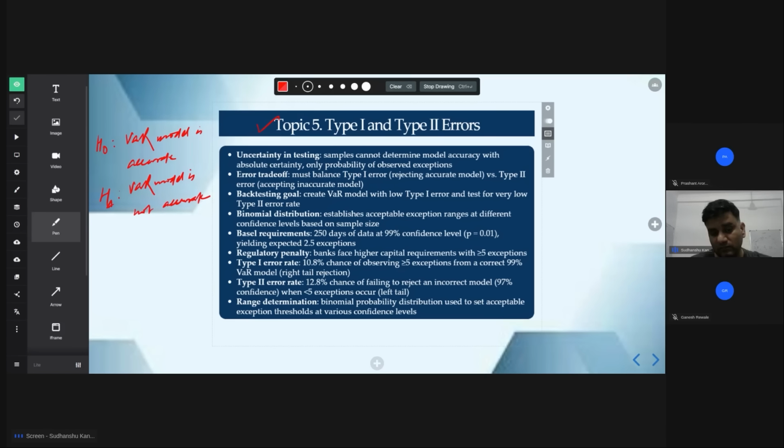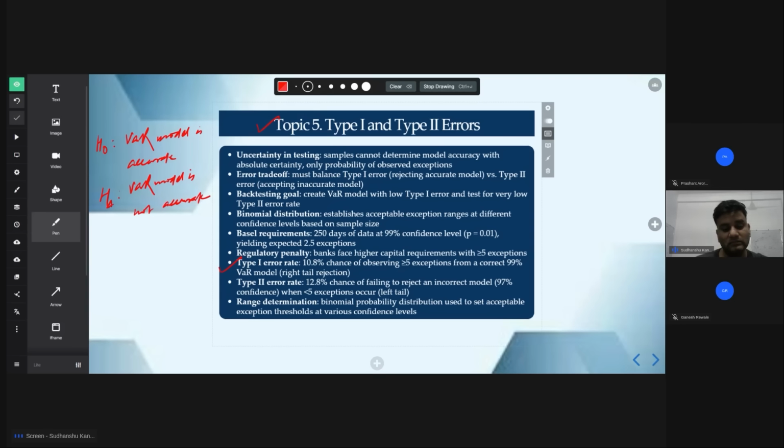There are two kinds of mistake. Type 1 error is that you are rejecting an accurate model. You say that the VaR model is bad when it is actually correct. Type 1 error is alpha, type 2 error is beta. Type 2 error is failing to reject an inaccurate model, which means you keep using a bad model that underestimates your risk. And there are definitely trade-offs: you can't minimize both at the same time. Tightening one, with less tolerance for exceptions, usually increases the other.